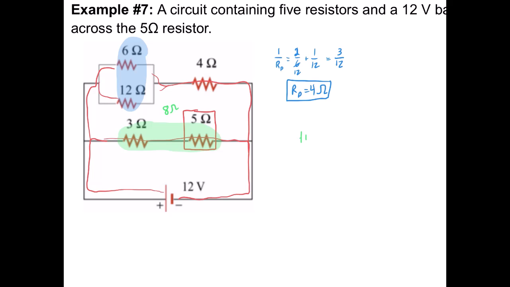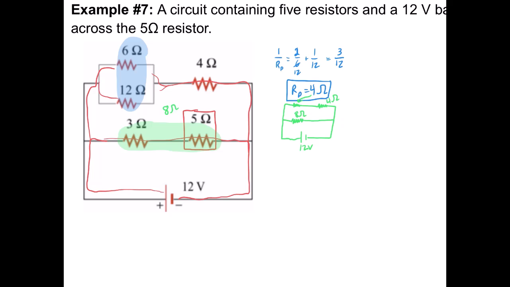So it's a little simpler. So it goes up here. It goes through. Now if I combine the 3 and the 5, then that now makes this an 8 ohm resistor, and that's 12 volts. Okay, and then it goes up. Now I combine the 6 and the 12. That's this 4 ohm resistor. And then there's another 4 ohm resistor there, right? And then the 12 volts.